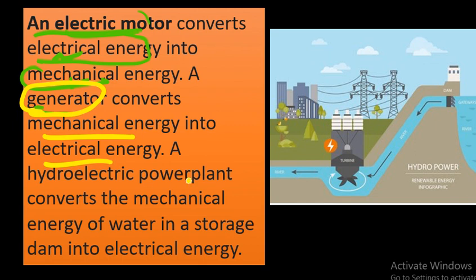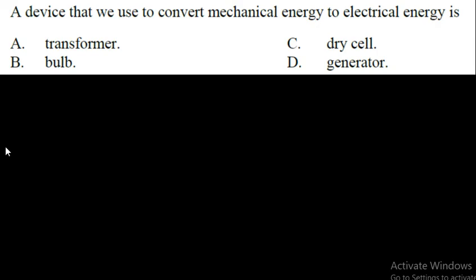The best example is a hydroelectric power plant. It converts mechanical energy of the water in a storage dam into electrical energy. The water will be already blocked here. So when it flows through a narrow pipe, the turbine will collide and rotate. Therefore, electricity will be created. Therefore, a generator converts mechanical energy into electrical energy. So what does our question say? It says mechanical to electrical. Obviously, it must be a generator.